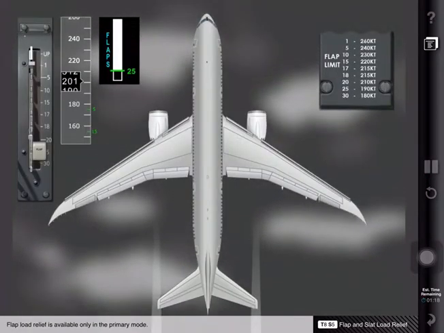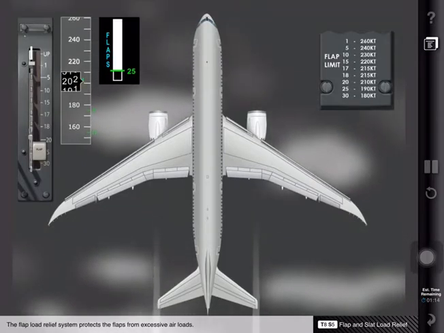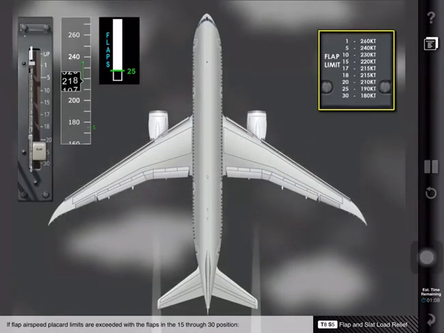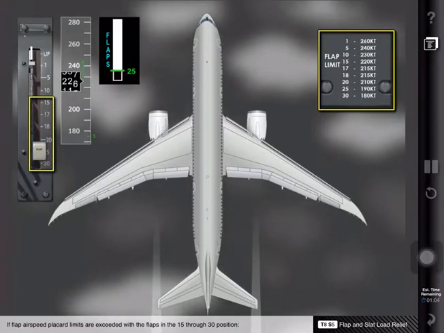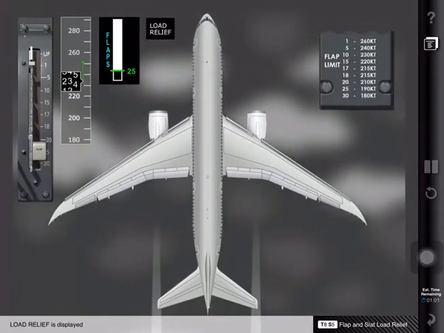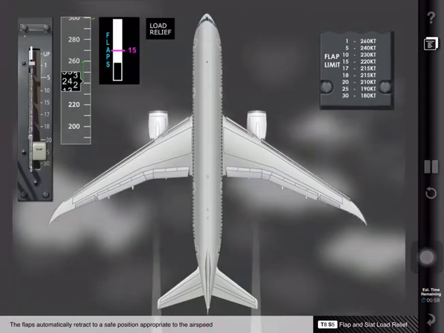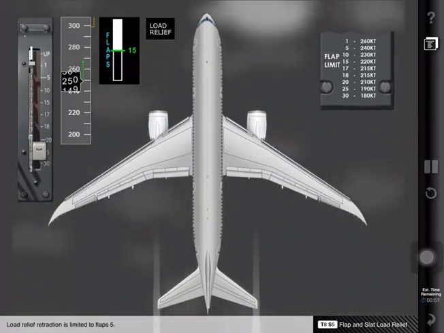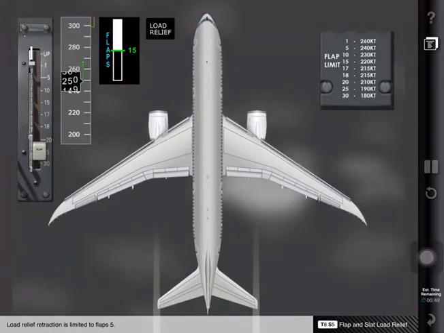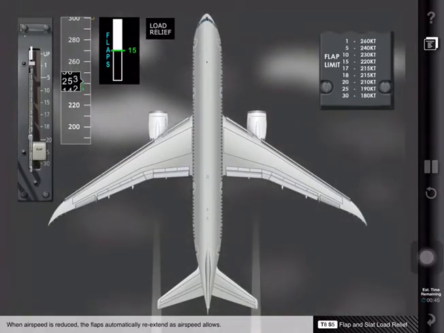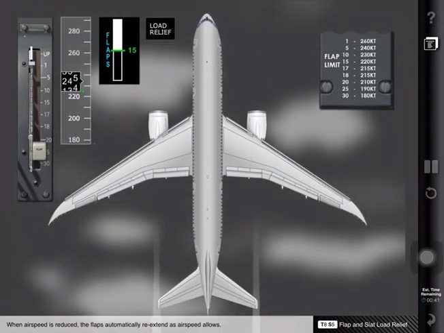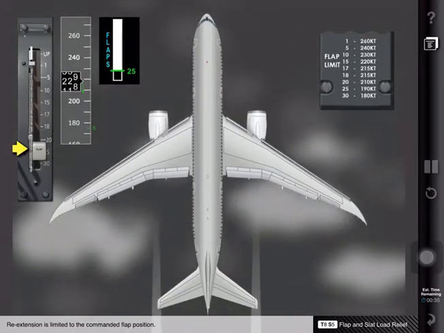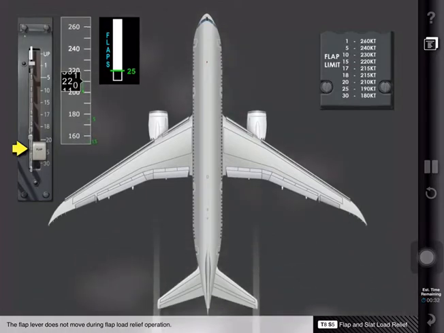Flap load relief is available only in the primary mode. The flap load relief system protects the flaps from excessive air loads. If flap airspeed placard limits are exceeded with the flaps in the 15 through 30 position, load relief is displayed, and the flaps automatically retract to a safe position appropriate to the airspeed. Load relief retraction is limited to flaps 5. When airspeed is reduced, the flaps automatically re-extend as airspeed allows. Re-extension is limited to the commanded flap position. The flap lever does not move during flap load relief operation.